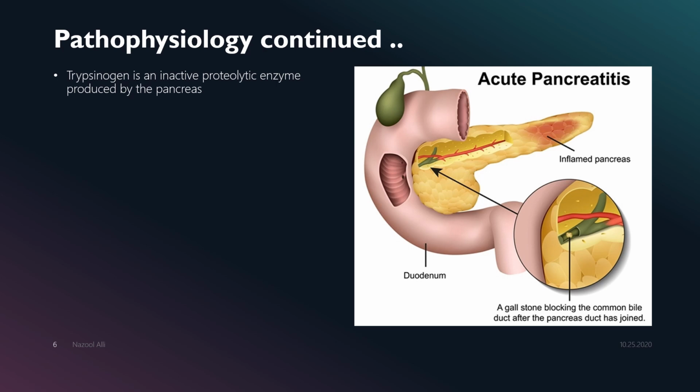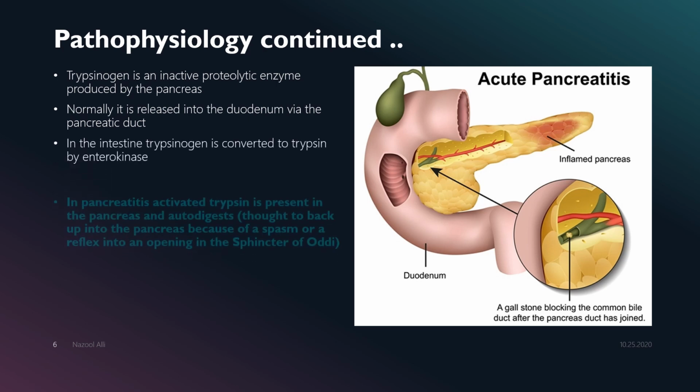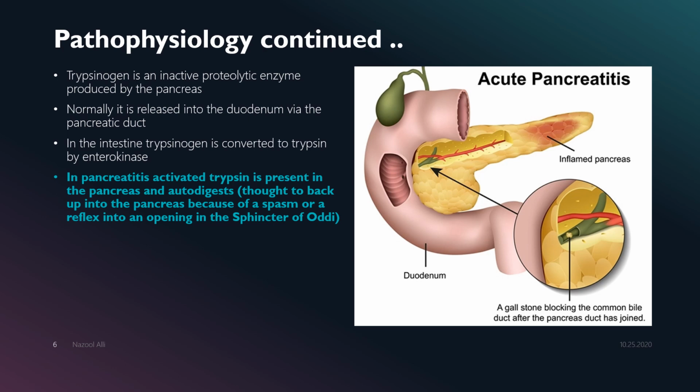Looking at trypsinogen, like I said, it's in its inactive form, and once it's produced by the pancreas, it stays as trypsinogen. But once it gets released into the duodenum and is subjected to that basic pH, it's going to convert into trypsin, which is now the activated form, okay? In pancreatitis, that activated trypsin is going to start to autodigest the pancreas, and so what's going to start to happen is you're going to have spasm or reflex in the sphincter of Oddi.